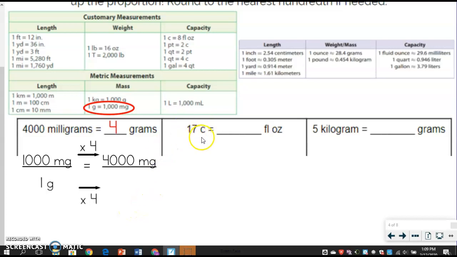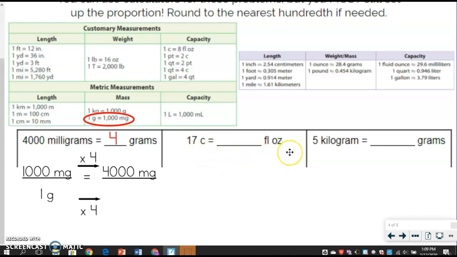So we've got 17 C, C means cups, and then FLOZ is fluid ounces. So we're going to look at the chart and see where we can see cups and fluid ounces. And if you take a moment to look, you end up finding it right there. Again, if you need help finding them, please feel free to ask. So we're going to set this up first. We're going to have 8 fluid ounces over 1 cup. That's the first side. Make sure your notes look just like mine.